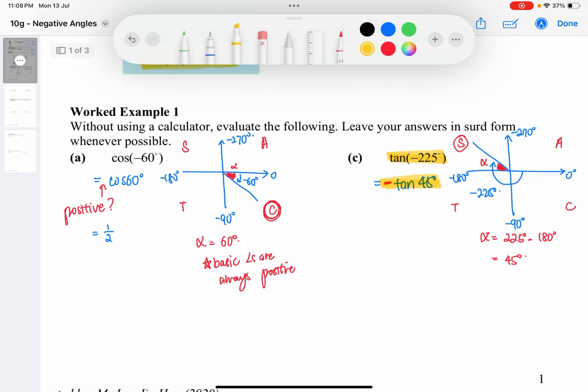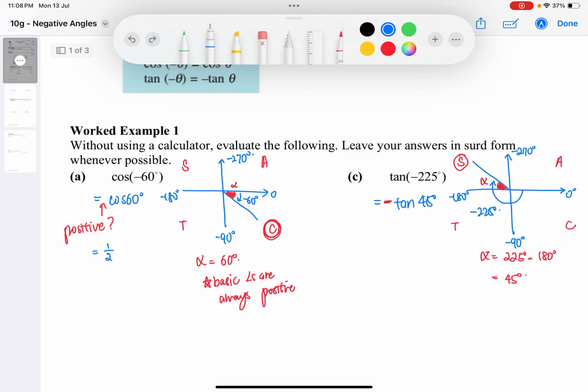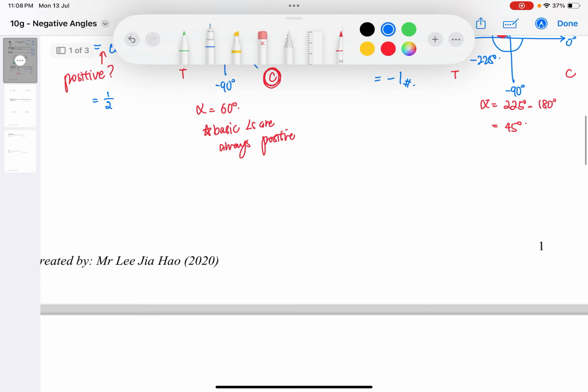Okay, so that's the relationship. Tangent 45, you would have memorized it to be 1. So that's why this answer is negative 1. Okay, so that's A and C.